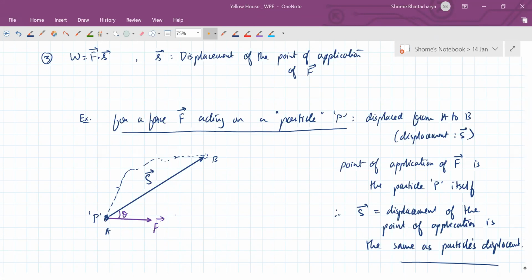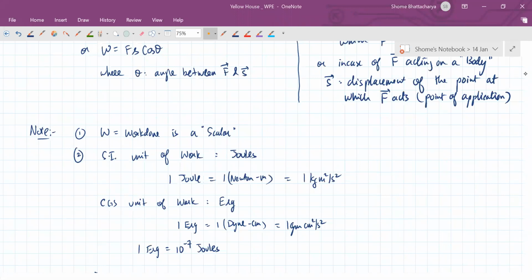Yeah, Sarah, so see what is happening now. If the force is acting on a particle which is moving from the point A to B, then whatever the displacement of the particle is, same is the displacement of the point of application of the force, because the particle is a point mass, right? So the point of application of the force is the point mass of the particle itself. So they are one and the same thing. You understanding? The difference will come when we see the situation of a rigid body. I'm coming to that next.